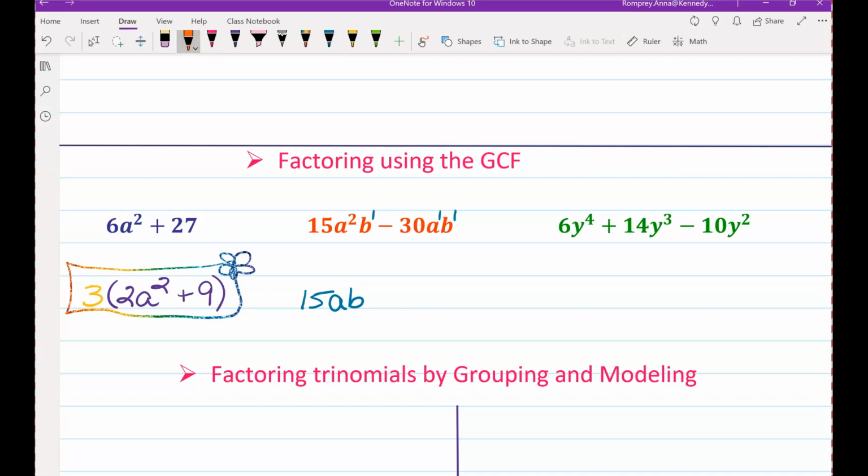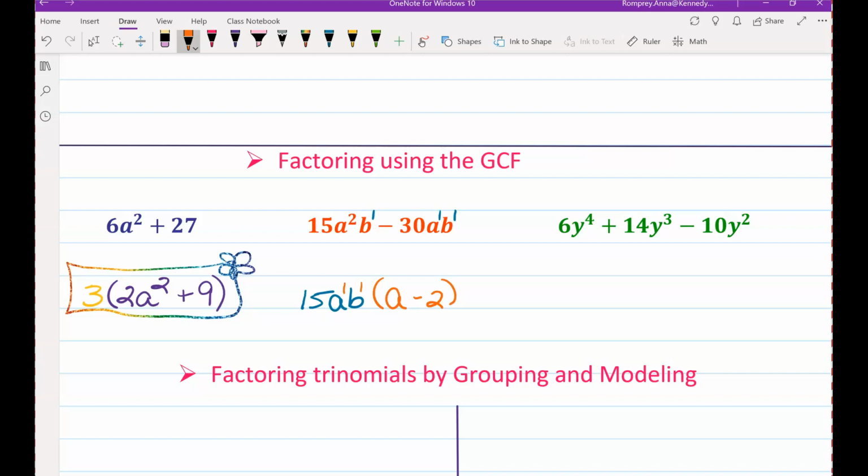So if we factor those out, what's left? Well, one thing at a time. 15 divided by 15, 1. You can write the 1, but you don't have to. A squared divided by a. So again, a squared divided by a to the first. We would subtract. We're left with 1a. B to the first, b to the first. B divided by b. Nothing's left, they cancel out. All right, so now let's look at negative 30. Negative 30 divided by 15, negative 2. A divided by a, same thing, cancels out. B divided by b, those cancel out. So I'm just left with a minus 2.